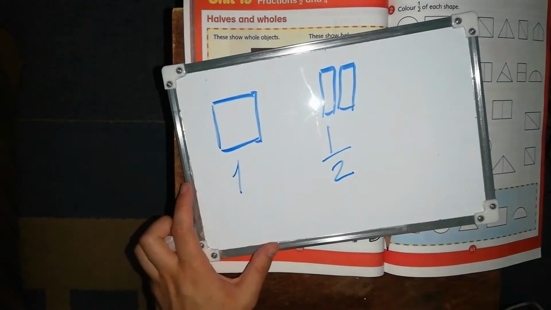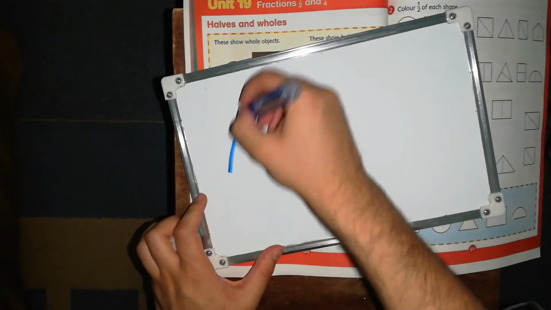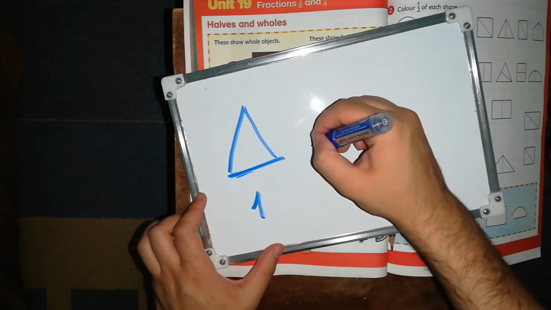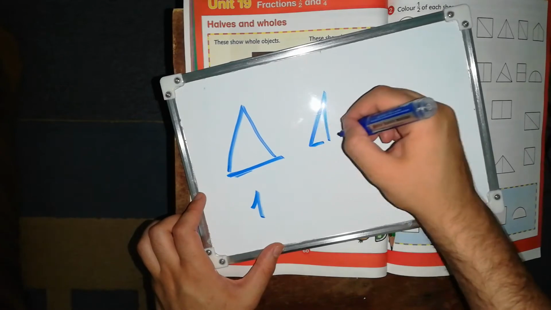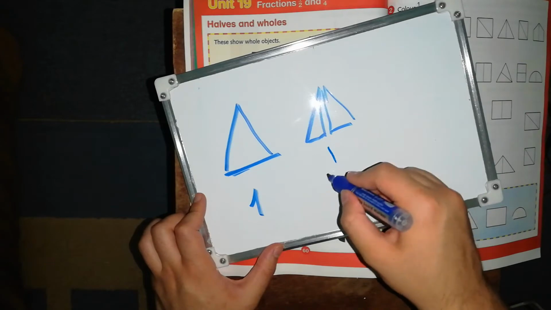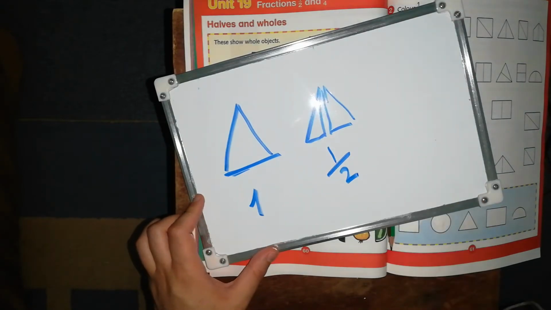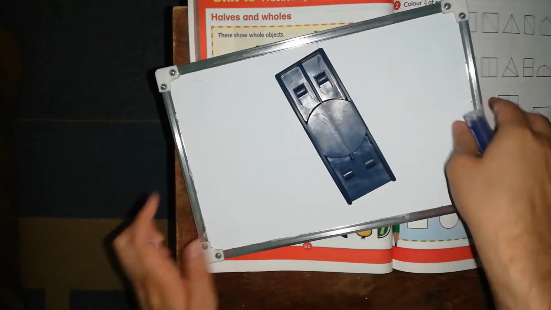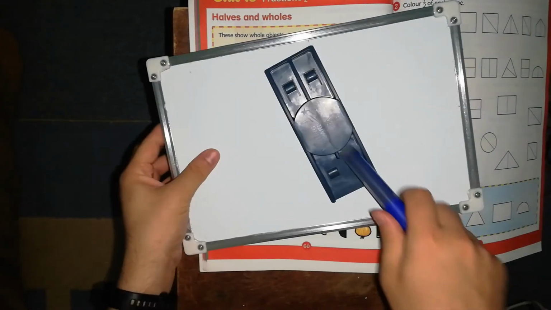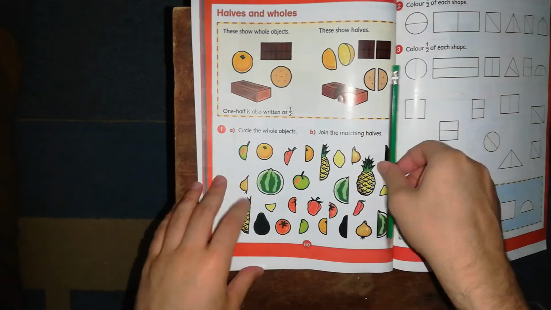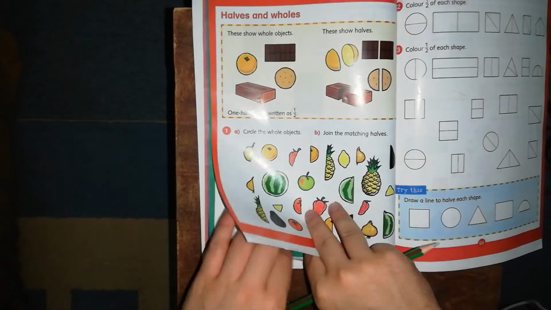Okay? I'll write something else just to make it clearer. So this is a triangle. So this is one triangle, right? Here is the same triangle, but it's cut in half. So this is half. Okay? So this is 1 and this is half. Okay, great. Remember the lesson we had before about money?